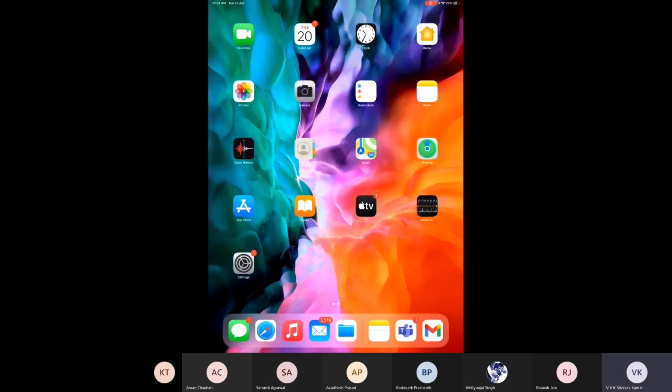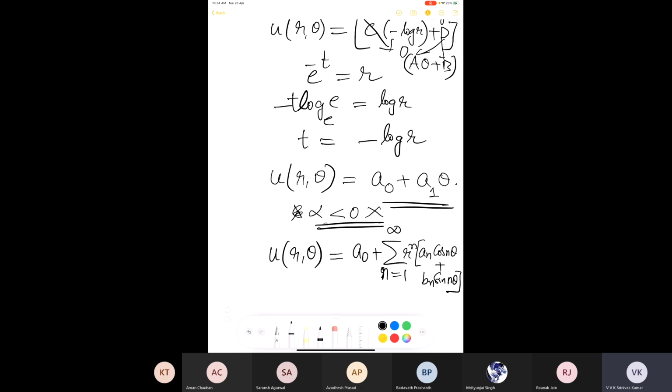So this is the final solution. As c must be 0, because of periodicity we will not have this one. A1 is excluded because the solution should be periodic, and when you add theta plus 2 pi, this will not be periodic, so a1 cannot be included. So finally this is the answer. This is the derivation of the solution of the Laplace equation in polar coordinates.